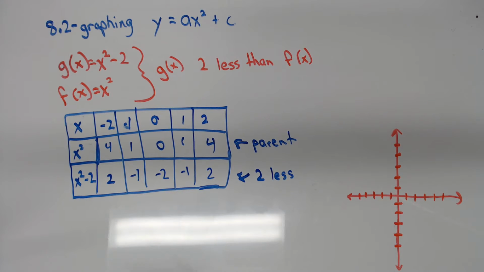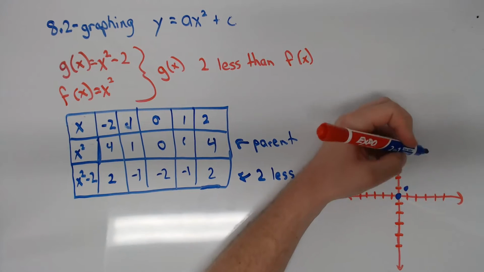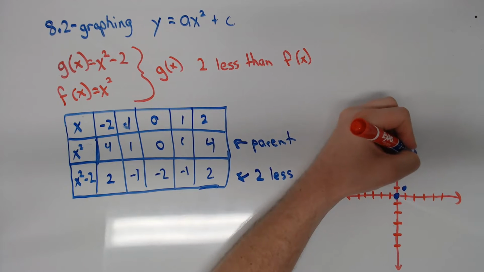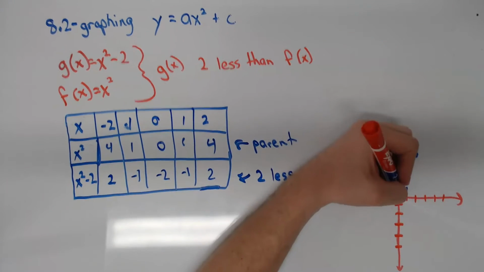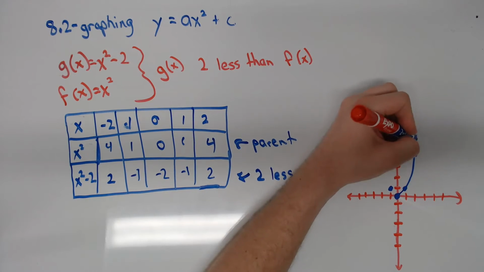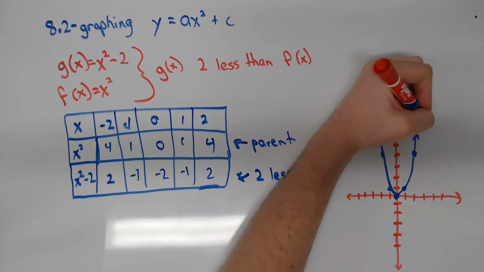All right, let's start with the parent function. We should already know what this is going to look like. 0, 0, 1, 1, 2, 4. Negative 1, 1, negative 2, 4. Nice U-shaped parabola. So this is our parent function, x squared.